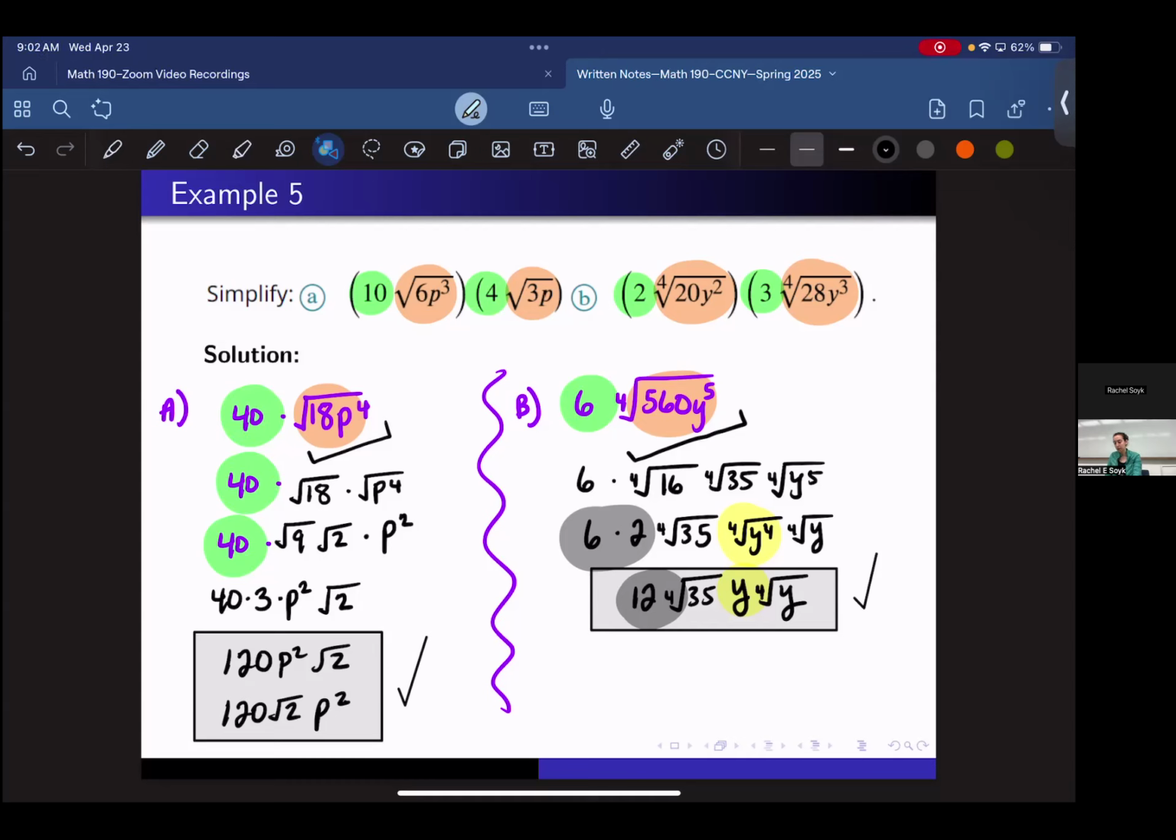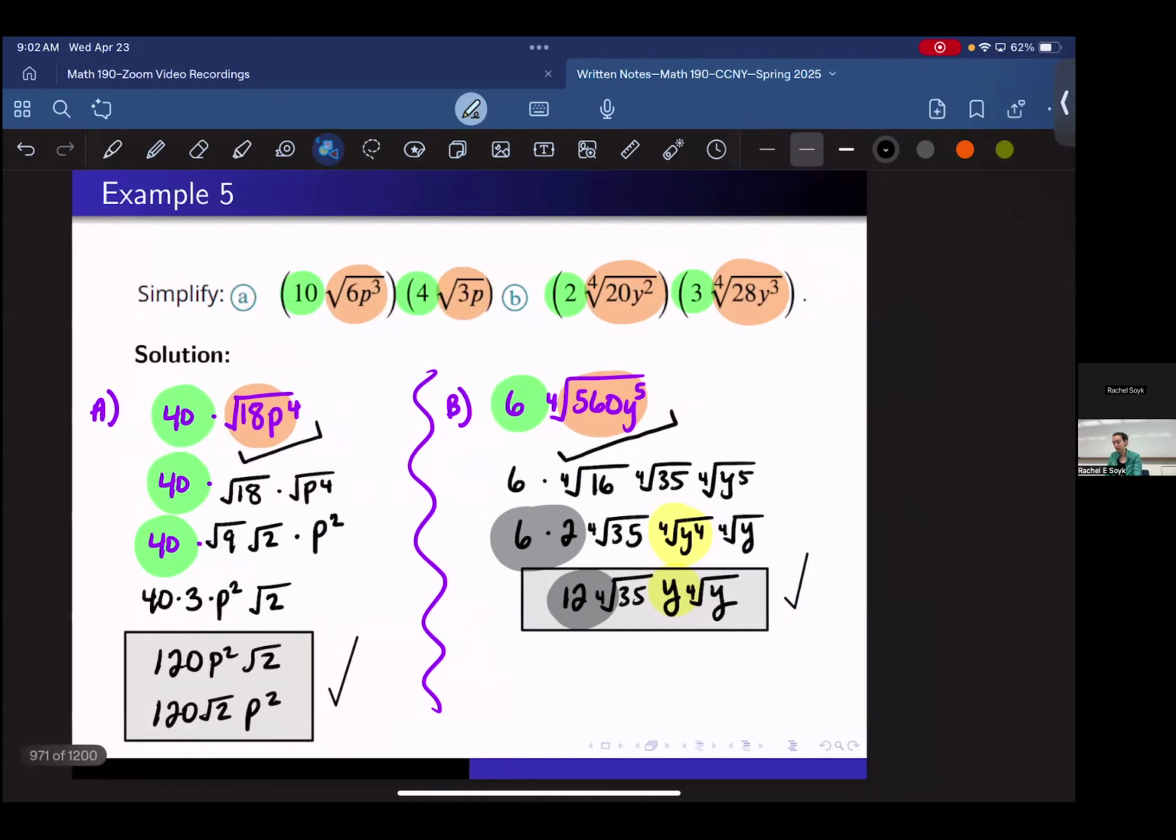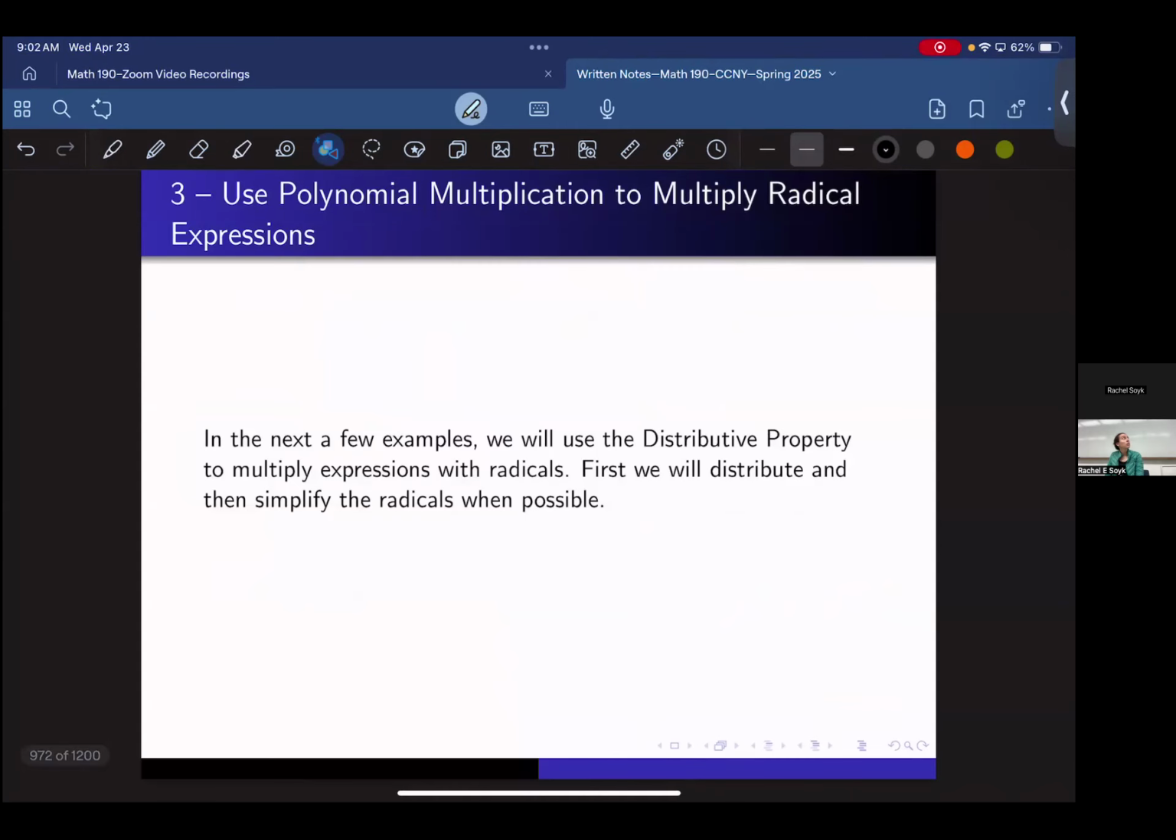Let's keep going then to our final objective for today, where we'll be using polynomial multiplication to multiply radical expressions. So in this section, we're once again using our famous distributive property and dealing with foiling out, especially when we're multiplying two binomials by one another.